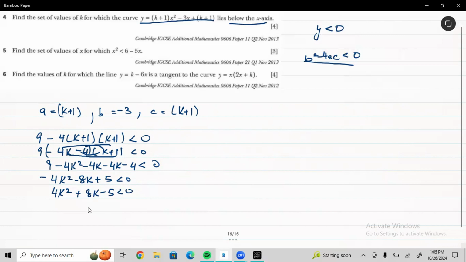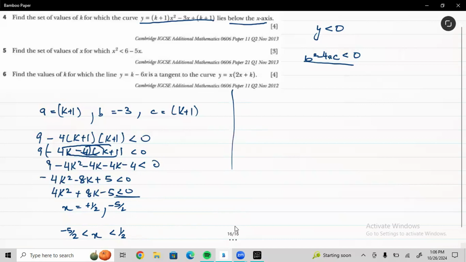x is equals to positive 1 upon 2, and x is equals to negative 5 upon 2. So they asked us the values which are lesser than 0, and we're going to say that our answer is x is greater than, sorry, x is greater than negative 5 upon 2, but lesser than positive 1 upon 2. And that's our answer for question number 4.